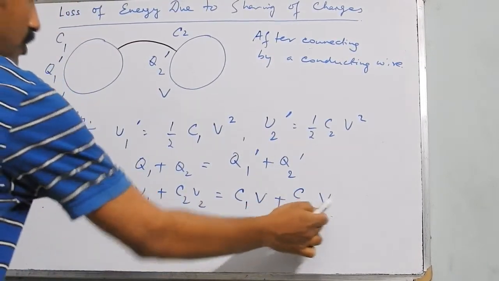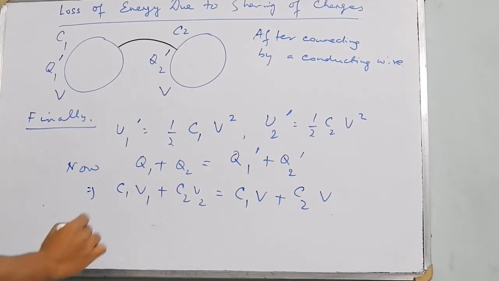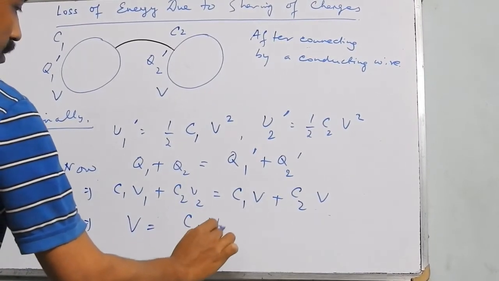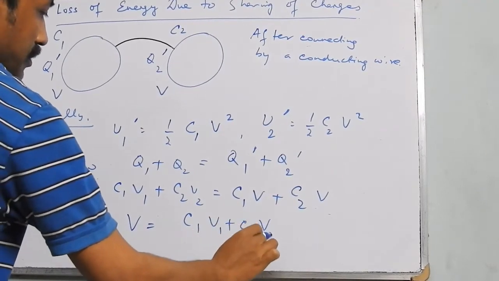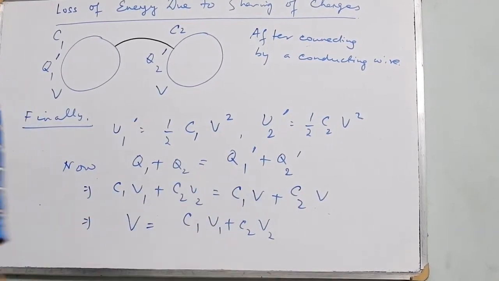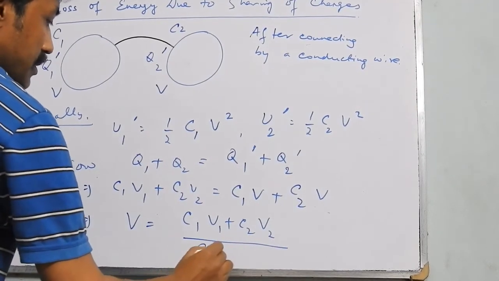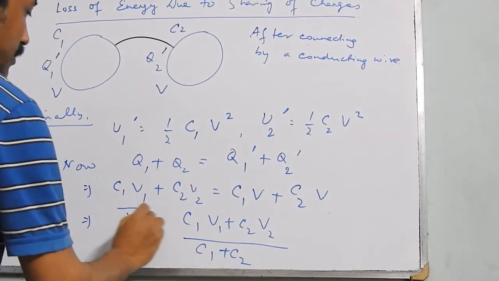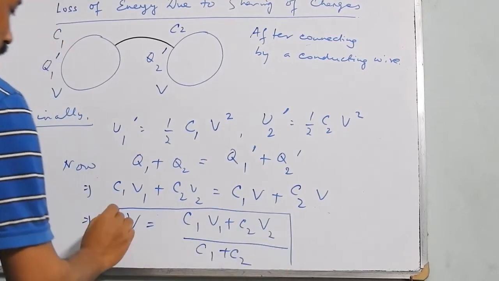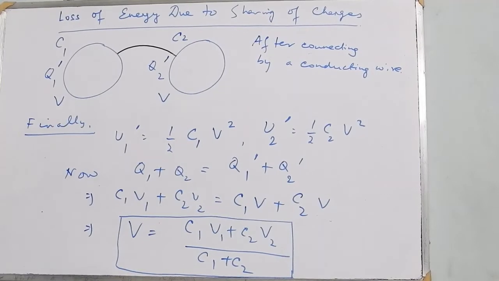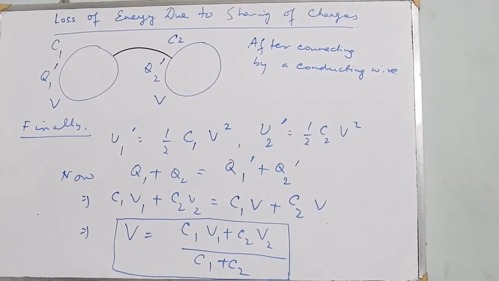So if you take V common, we can now write C1 V1 plus C2 V2. Taking V common, we get C1 plus C2, which will come in the denominator. So V is equal to C1 V1 plus C2 V2 divided by C1 plus C2. This is the value of the common potential that both condensers or conductors will achieve.